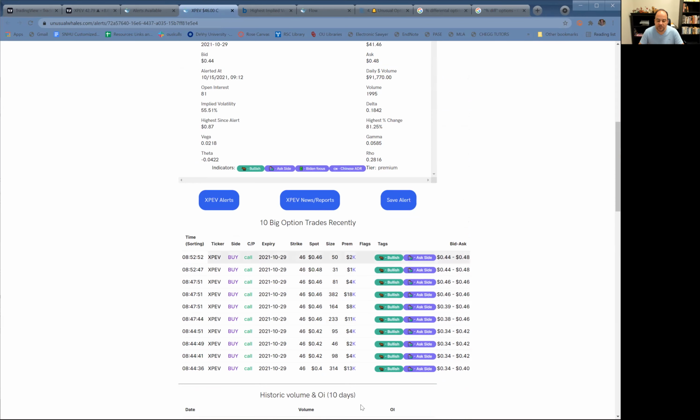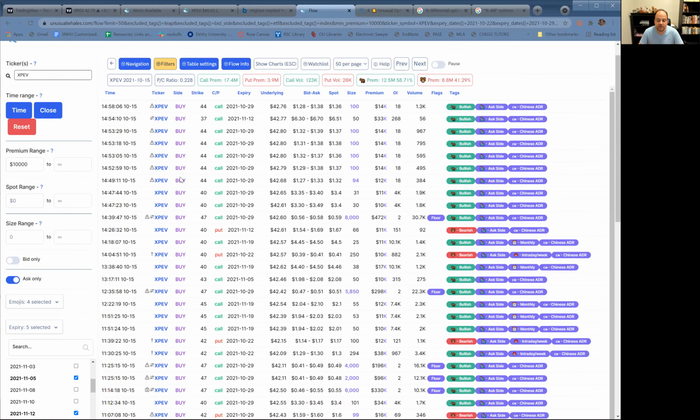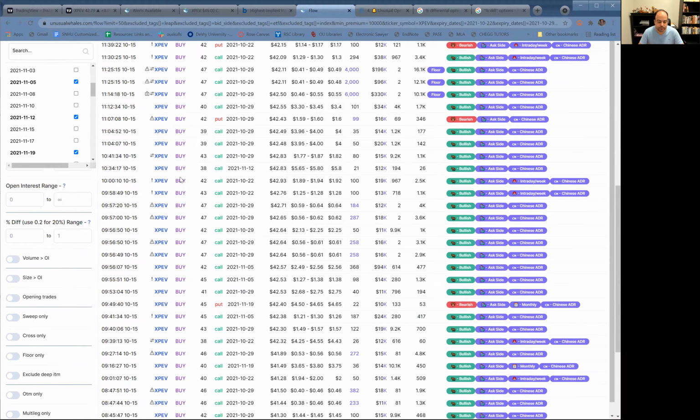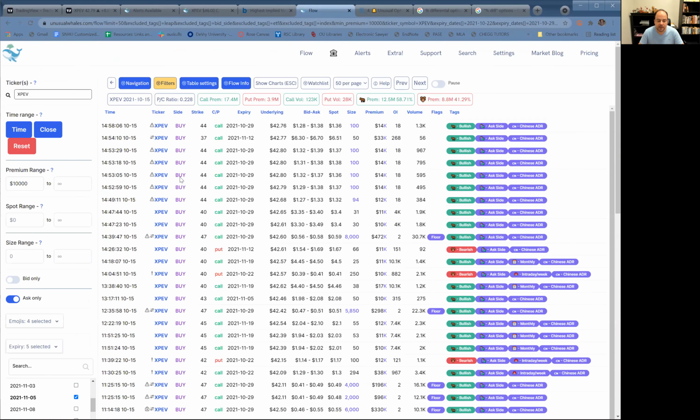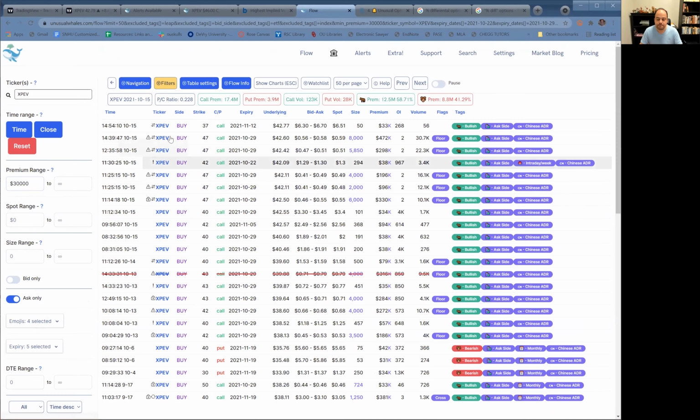So this looks good. This is very, very promising. I would look in the flow overall as well, and call up XPEV and see that again, the activity is looking very, very bullish. I have it on $10,000, which is a pretty good range for a stock of this price. You can take it higher and see it's going in as well.